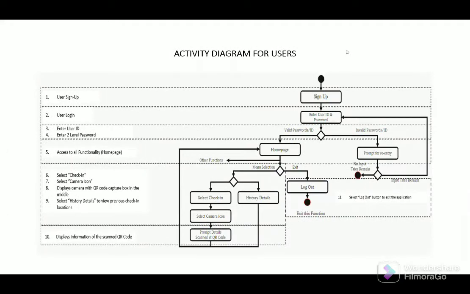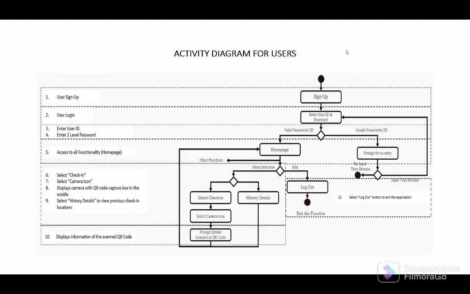I will be explaining the activity diagram for the user. First, the user either logs in if they have registered with the application or registers a new account by filling in their name, ID, phone number, password, and selecting the user type as user.